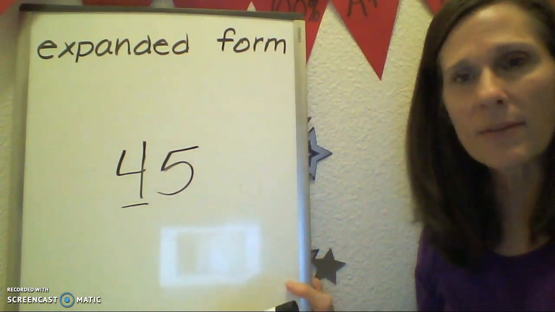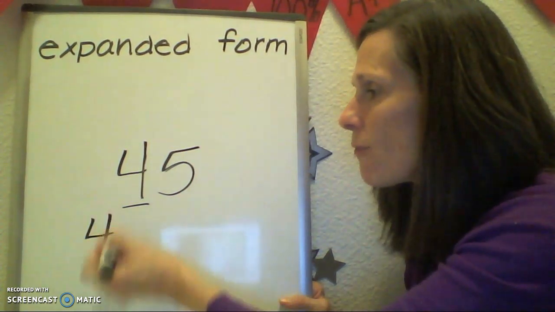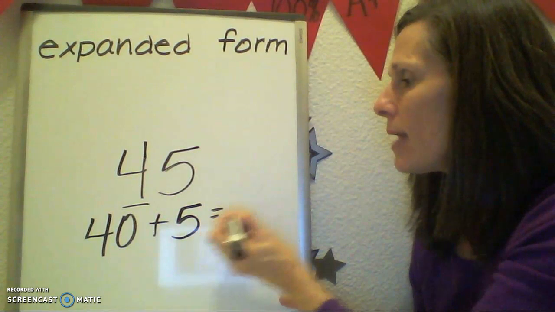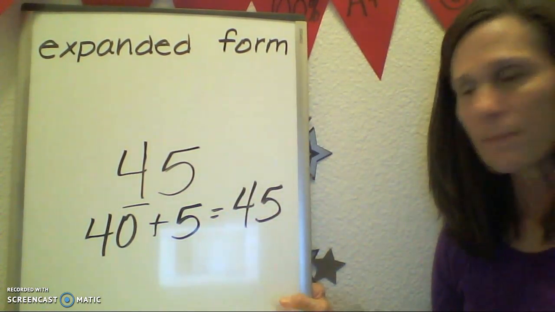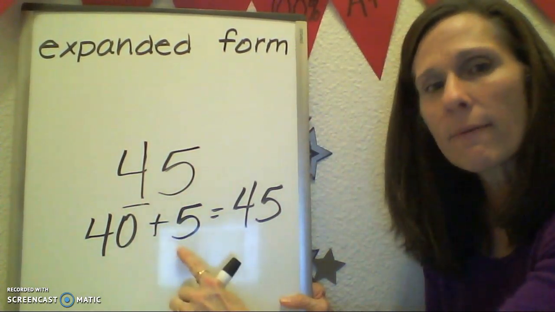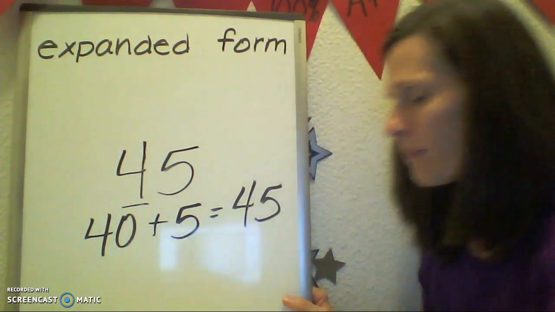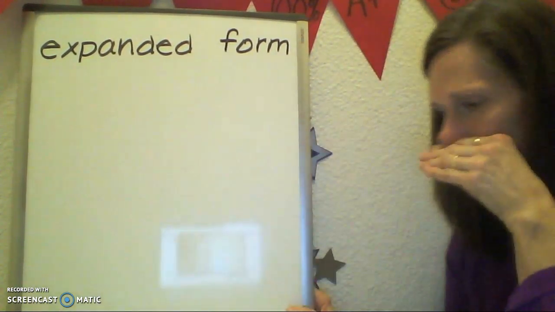So the digit in the tens place is 4. The 4 in the tens place really means 40. The 5 is in the ones place, it means 5. And so that equals 45, right? Just even when I say it, 45. 40 plus 5 equals 45. Okay? All right, so I hope that helps you out with expanded form.